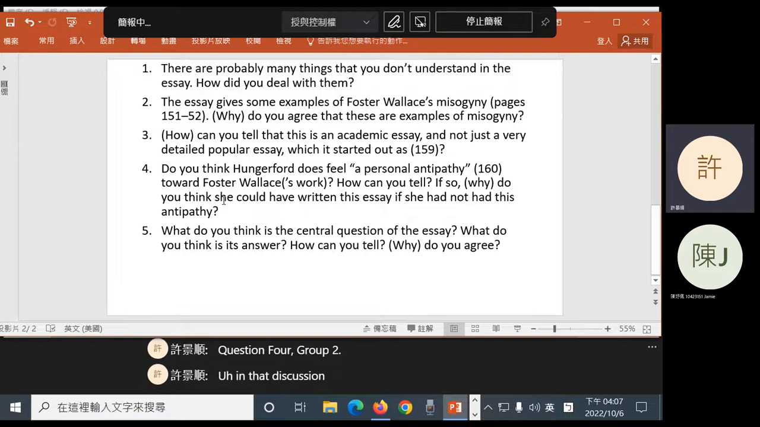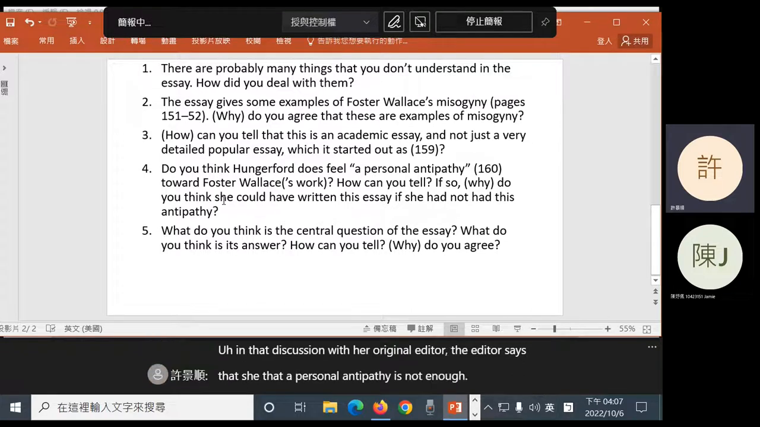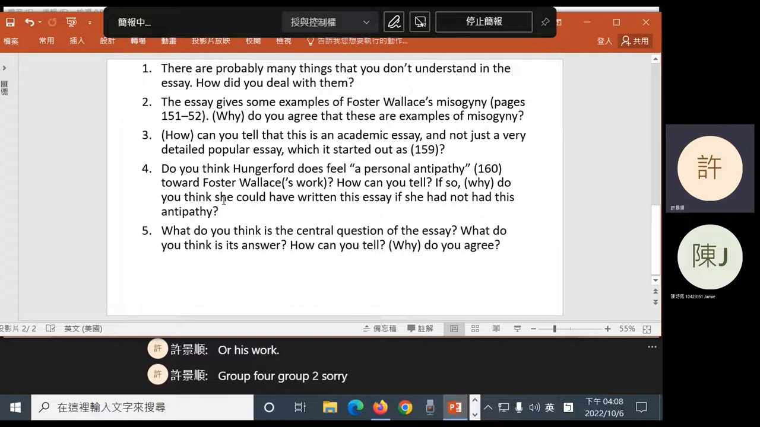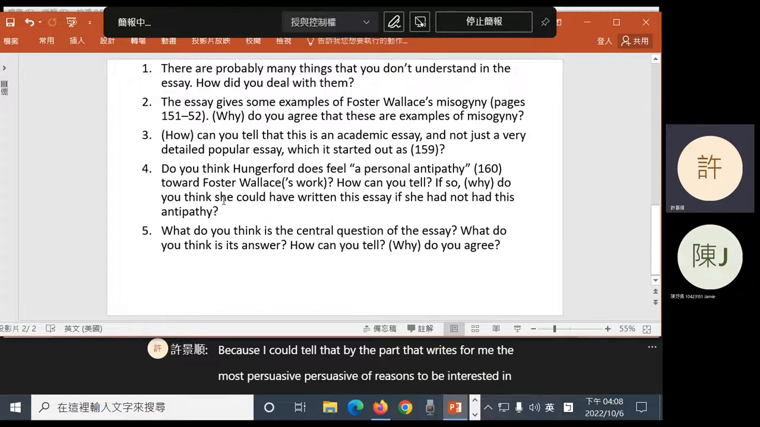In that discussion with her original editor, the editor says that a personal antipathy is not enough. So the editor thinks that the author has a personal antipathy toward DFW, that she personally doesn't like him or his work. I don't actually think she has a personal antipathy toward Foster Wallace's work. I could tell that by the part that says, for me, the most persuasive of reasons to be interested in Wallace right now is that as Jameson's advisor, I would be in conversation with her, and to be the best conversation partner I can be might in the end require that I read Wallace's novel.